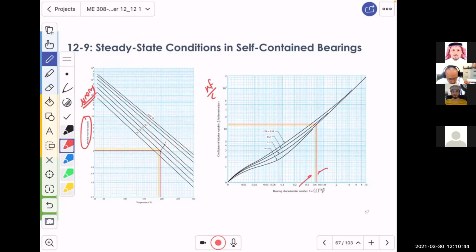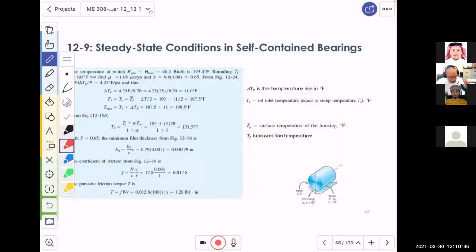Okay. Now, the book went on and discovered that at a temperature T bar F equal to 193.4 degrees Fahrenheit, the generated heat and the heat loss become the same. And the value is 46.3 BTU per hour.